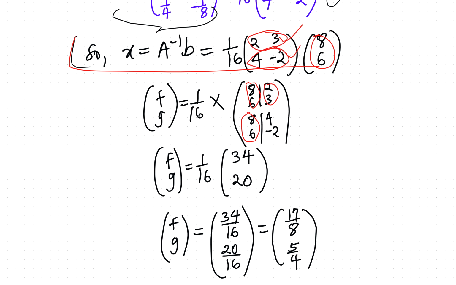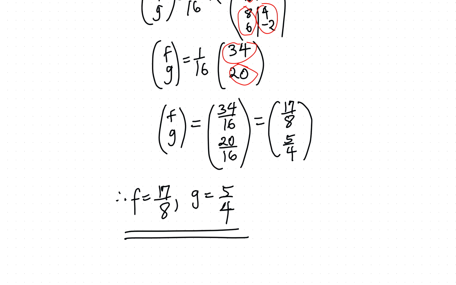Then you say 8 times 2, 16, plus 6 times 3, 18. So 16 plus 18, that's 34. And then 8 times 4, 32, minus 6 times 2, 12. That's 32 minus 12, that's 20. And then don't forget, you have 1 over 16 outside waiting. And then f of g now will be equal to 34 over 16, 20 over 16. 34 over 16 is 17 over 8. And 20 over 16 is 5 over 4.